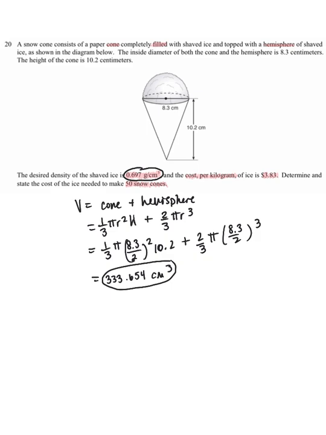Okay? So there's a formula, density equals mass divided by volume. And what I'm doing here is I'm getting the mass. I'm saying mass is density times volume, right? Or volume times density. So I have my mass is going to be 0.697 grams per centimeter cubed times 333.654.